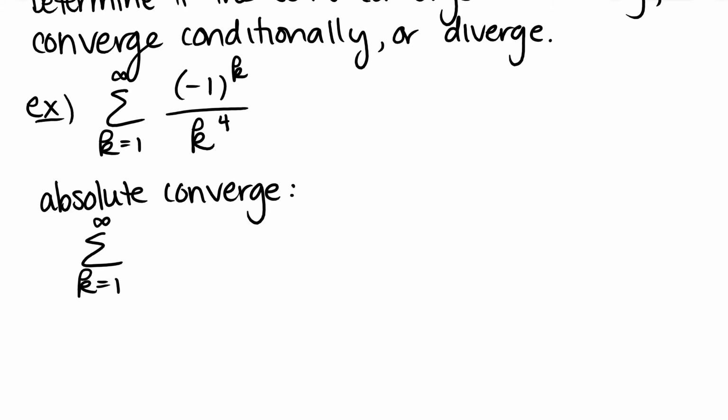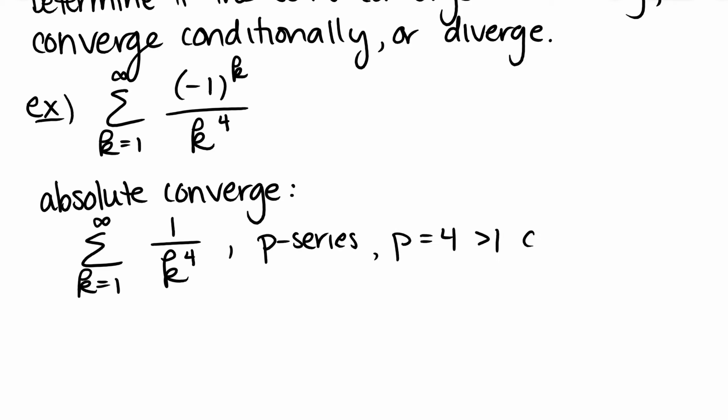Well, basically, I'm just getting rid of that negative 1 right there. If I make every single term positive, that's just 1 over k to the 4th. Now I use all the methods that I've learned thus far in the chapter to determine if this is going to converge or not. Well, it is, right? This is a p-series. You don't have to do too much work with this. With p equal to 4, which is greater than 1, it converges.